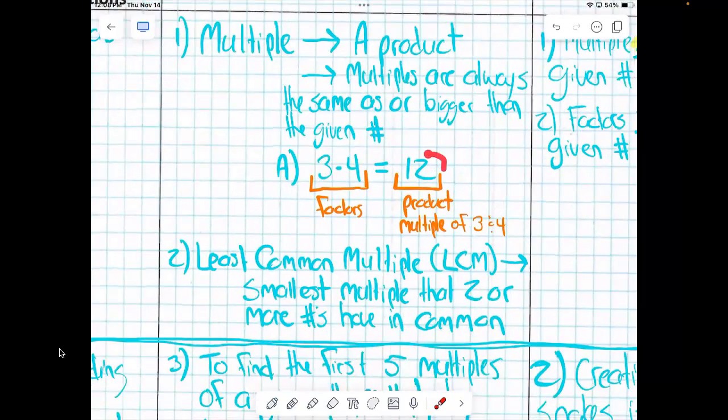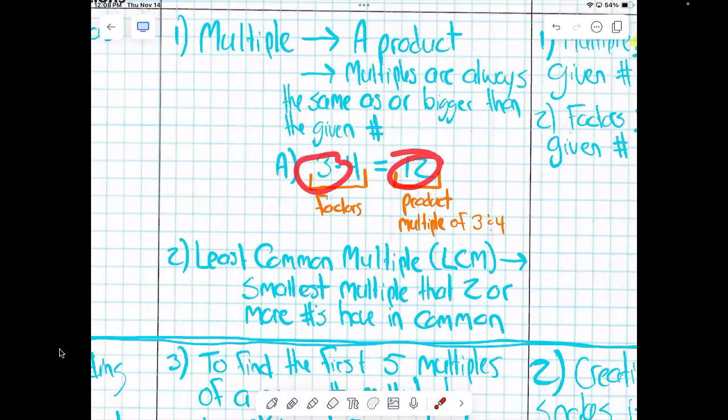Is 12 a multiple of 3? Yes. Is 12 also a multiple of 4? Yes. Is 3 a factor of 12? Yes. Is 4 a factor of 12? Yes. Oh, so they kind of work both ways together.